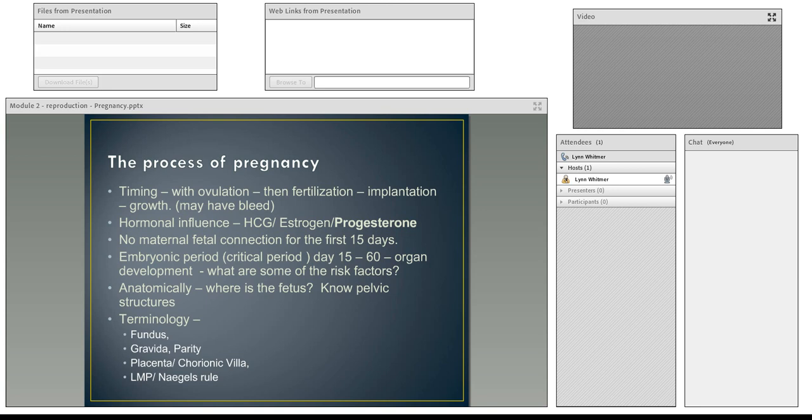And in our heads, we can use Nagel's rule. Dr. Nagel developed this rule of thumb that if you take the first day of the last menstrual period, you subtract 3 months and add 7 days, and you'll have a very close estimation of what the estimated due date will be. Now, this only works 100% of the time if the woman has a 28-day menstrual cycle, and we know that very few women have that. So it's going to be off a few days, but at least you have a starting point to begin your discussion with your patients when you're first meeting them.